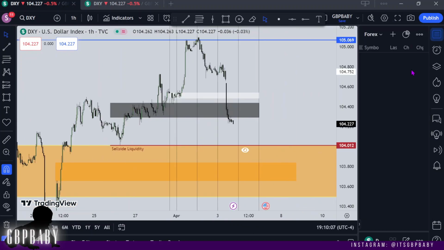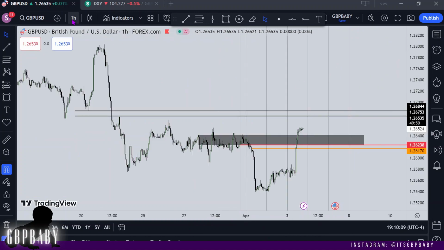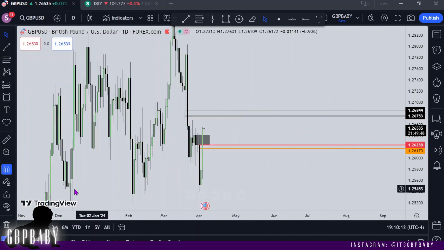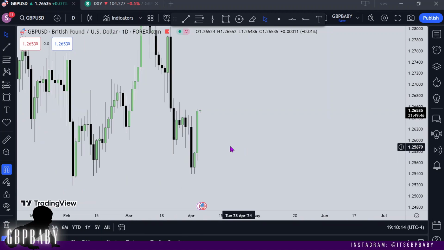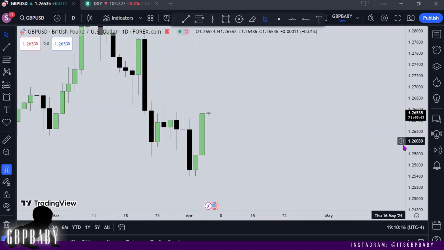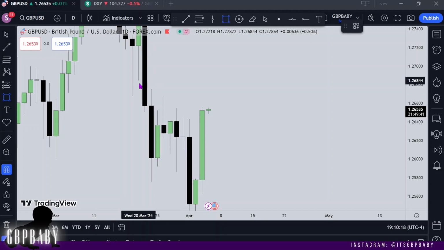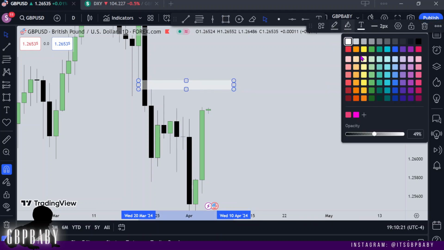Let's now move on to GBP USD. I'm going to start on the daily. You can see that nice displacement to the upside, very beautiful price action. And we have a nice fair value gap up here to target moving into the new day. We'll make this orange.